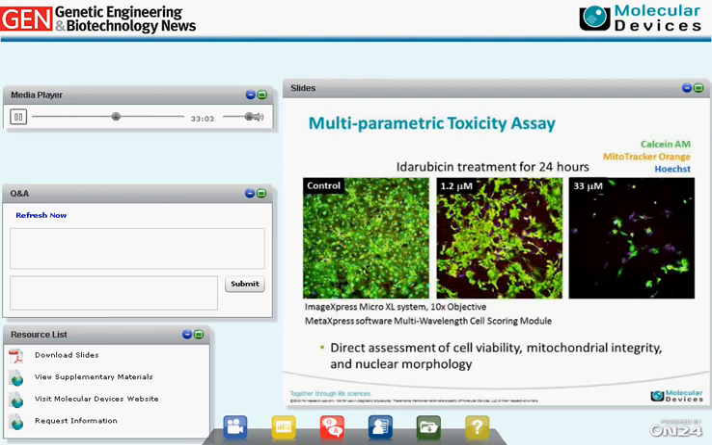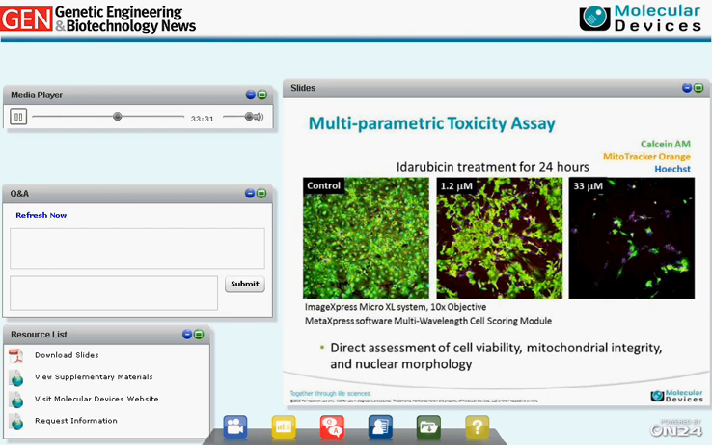A second type of assay is looking for longer-term toxicity effects. Here we're doing a multi-parametric toxicity assay, and this can be used for cells treated for 24, 48, 72 hours, or even longer. This is using 3 different stains. We're using calcein AM to look for cell viability, MitoTracker Orange to look at mitochondrial integrity, and Hoechst for nuclear stain to look for nuclear morphology.